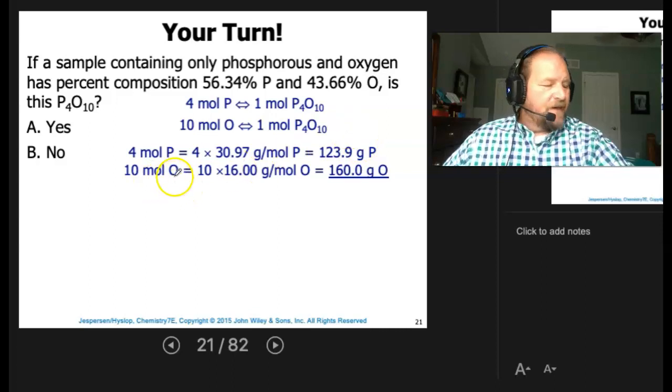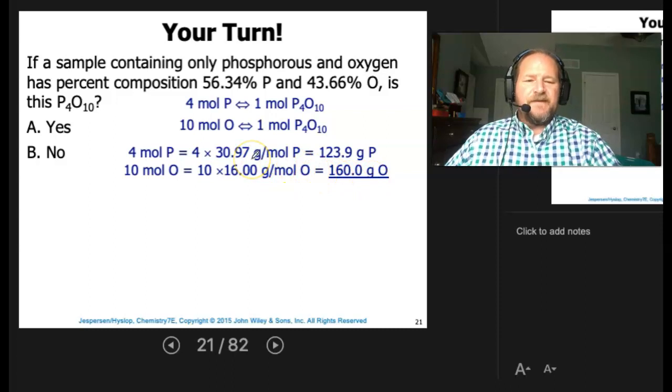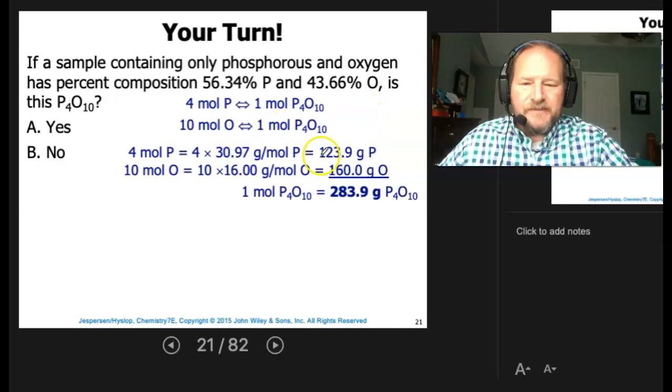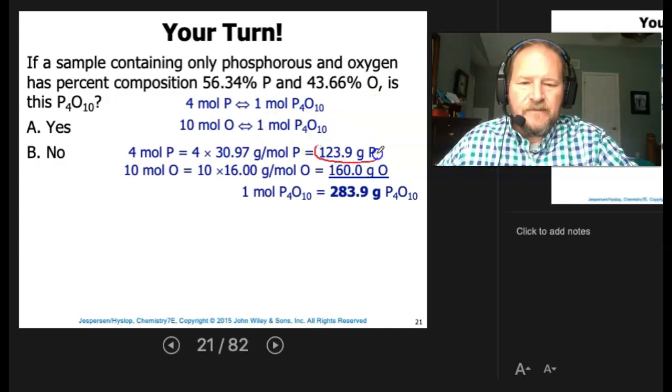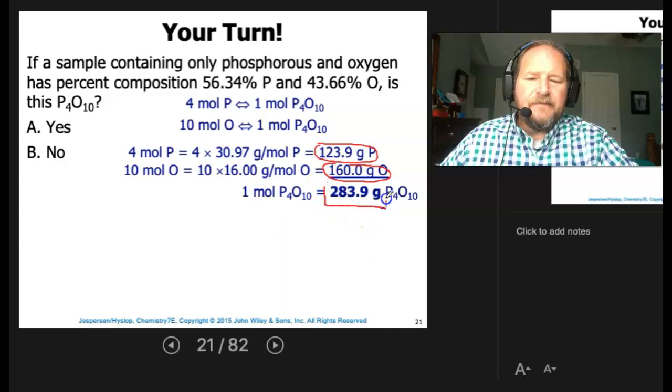We have 10 moles of oxygen at 16 grams per mole each, which gives us 160 grams of oxygen. We sum that up and we have our total mass. Now we can take each one of our components, right? So we can take phosphorus and oxygen and independently compare them to the total.